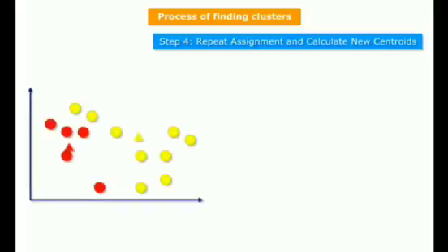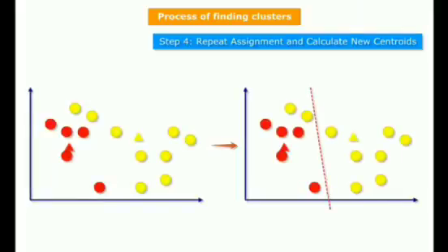Step 4. Repeat assignment and calculate new centroids. Once the new centroids have been identified, assigning data points to the nearest centroid is repeated until all the data points are reassigned to the new centroids. You can see the change in assignment of two data points that belong to different clusters in the previous step.